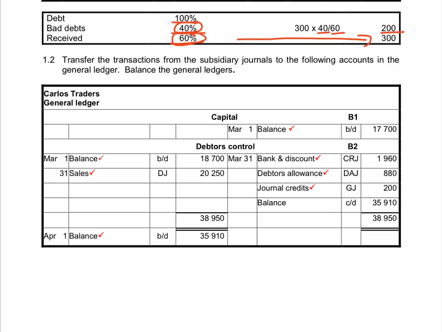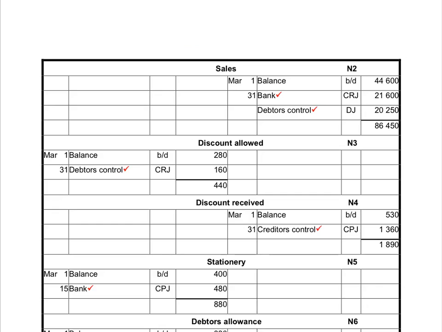In the debtors control account, we will debit the debtor with 20,250 because debtors is an asset. Asset increases on the debit side and decreases on the credit side. And we will indicate that the sales account will be credited with this 20,250. In the sales account, we will record the amount on the credit side and indicate that the account that was debited was debtors control.